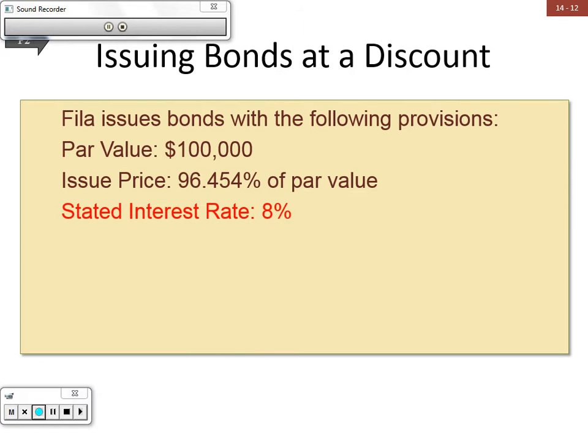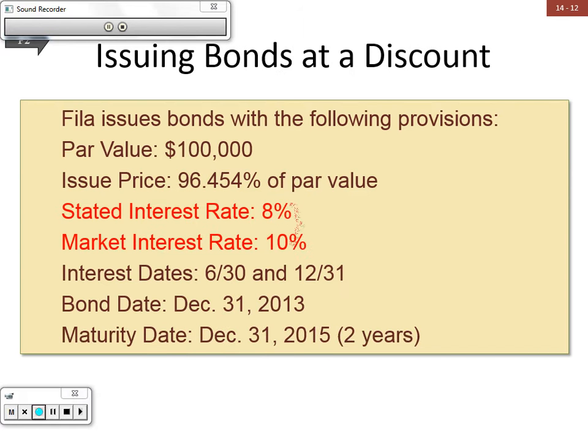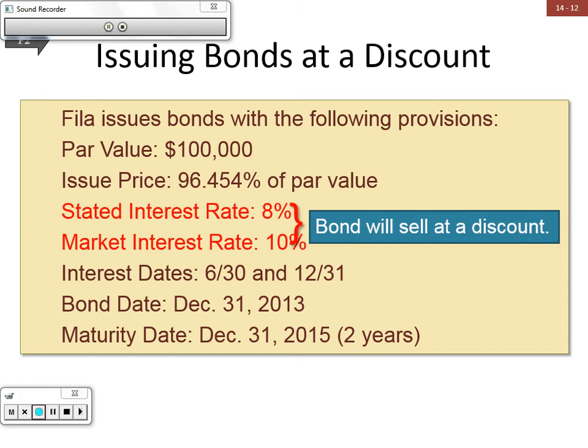So here is an example of when we issue a bond at a discount. The face value was $100,000. The issue price, 96.454% of par value. I'll show you how that works in a minute. Stated interest rate, 8%. Market interest rate, 10%.